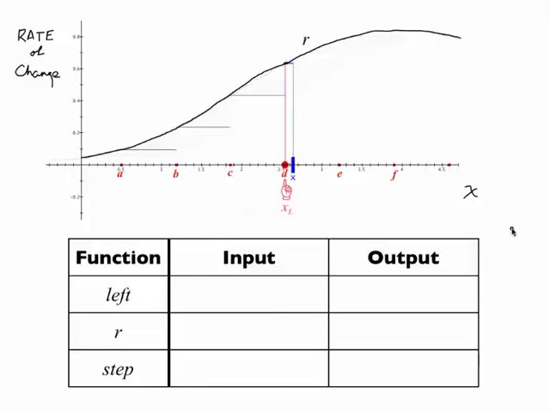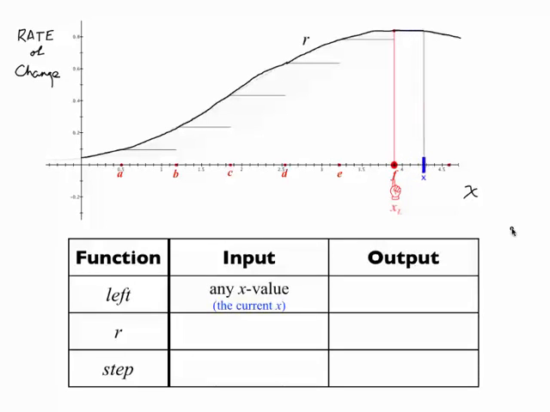Okay, what is the input into left? What's the input into left? What quantity is the input into left? There's some people saying x, right? Any x value. And so we think of that at the current x. So this blue x that's increasing, we think of any x value swept along there would be an input into left, okay? And what's the output of left?